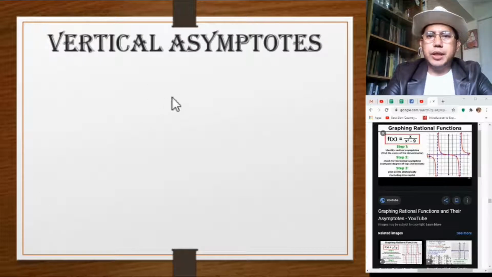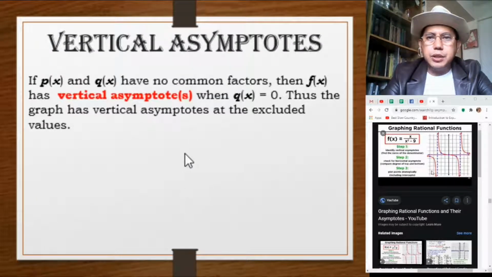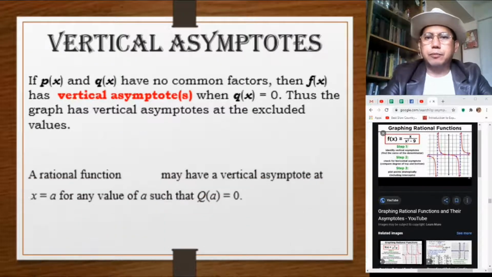Consider first the vertical asymptote. It says here, if p of x and q of x have no common factors, then the rational function has vertical asymptotes when q of x is equal to 0. Thus, the graph has vertical asymptotes at the excluded values. What do we mean by excluded values? These excluded values are not included in the domain of the rational function.